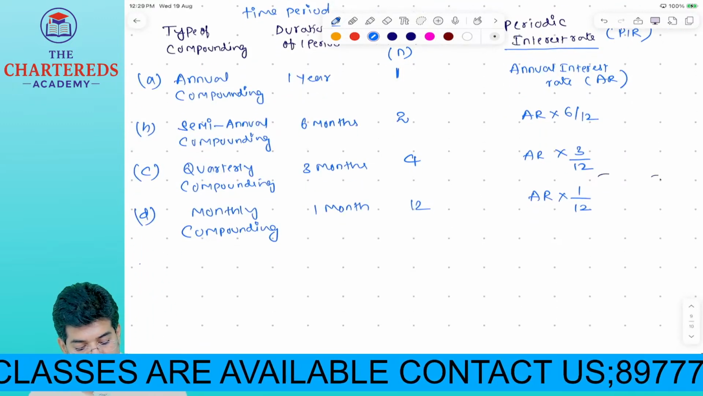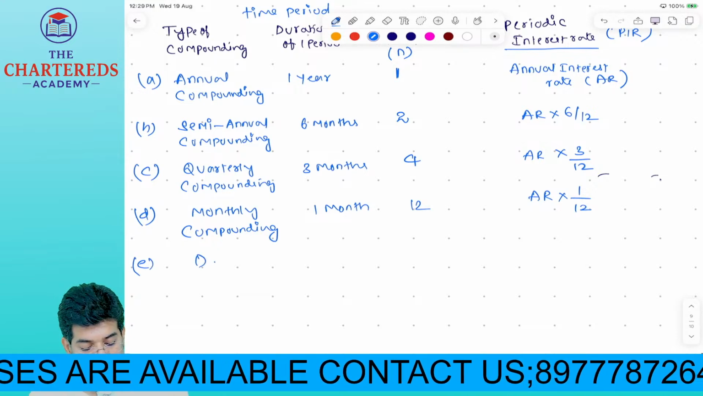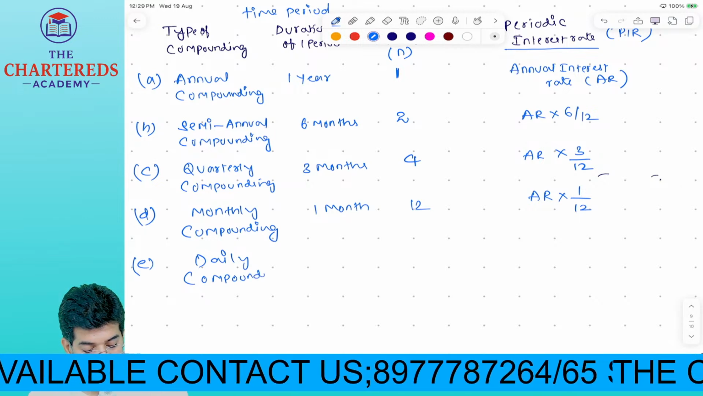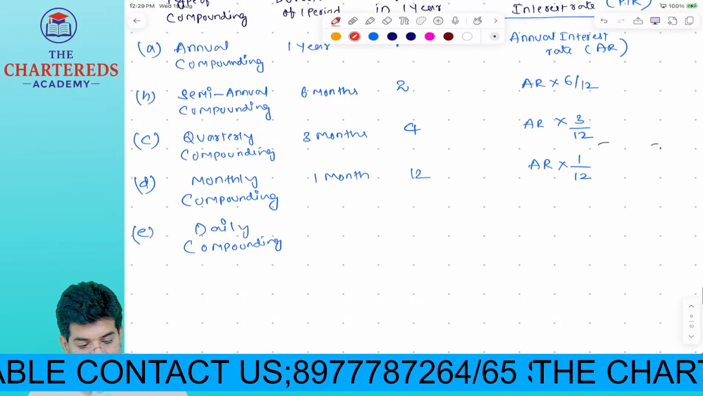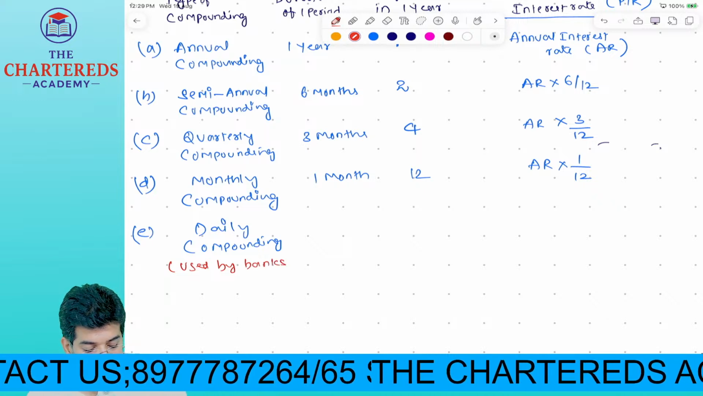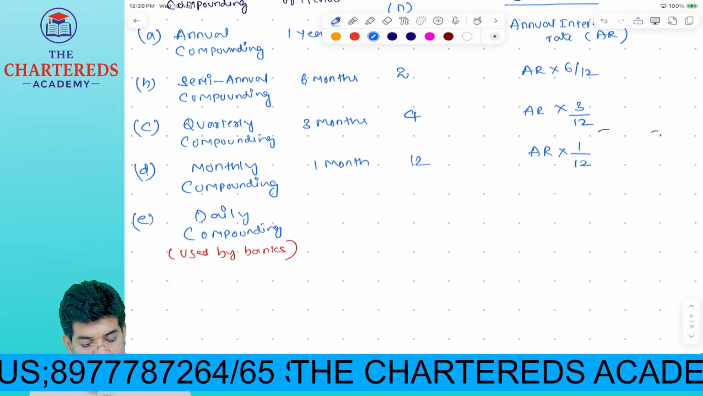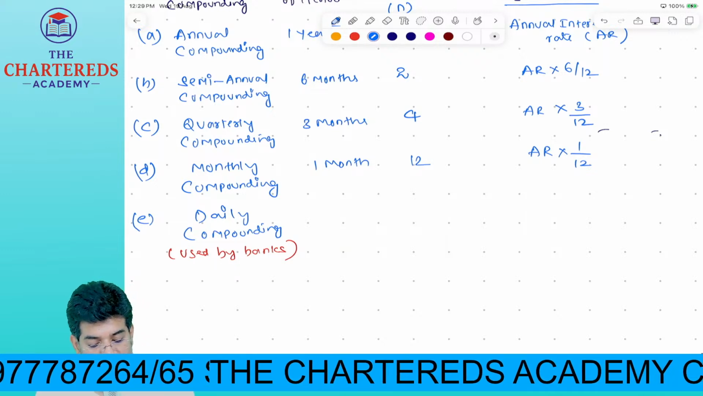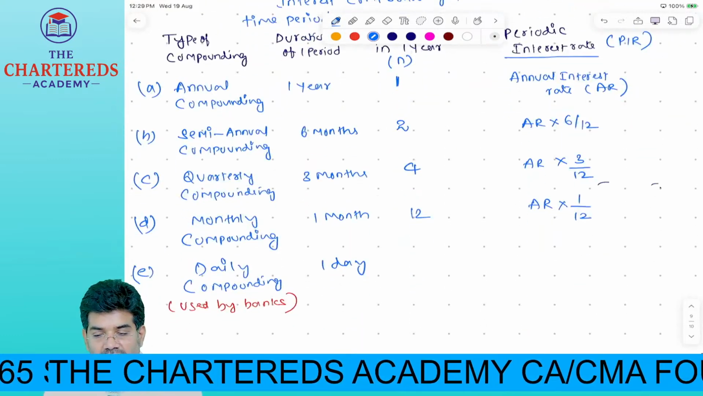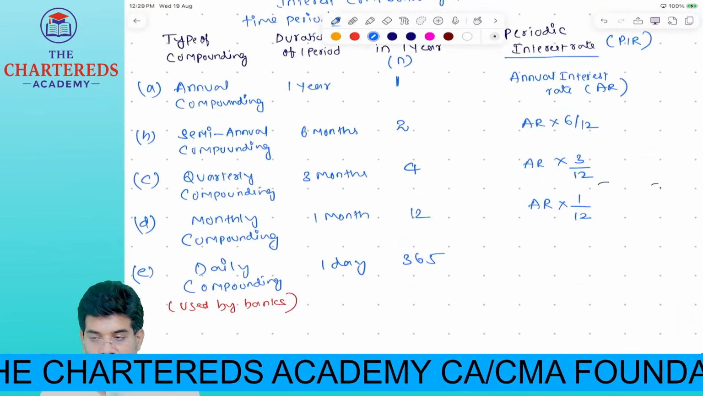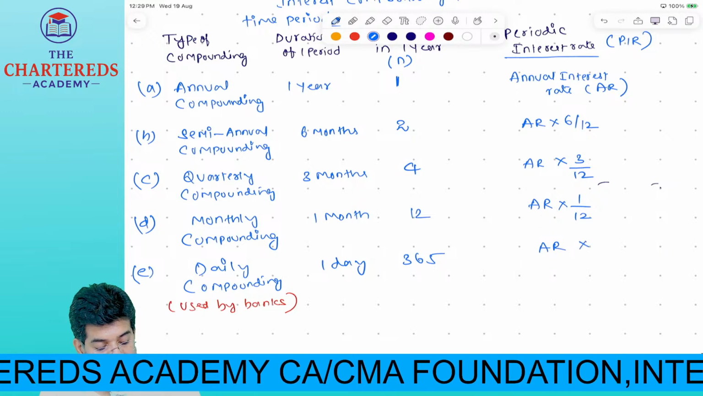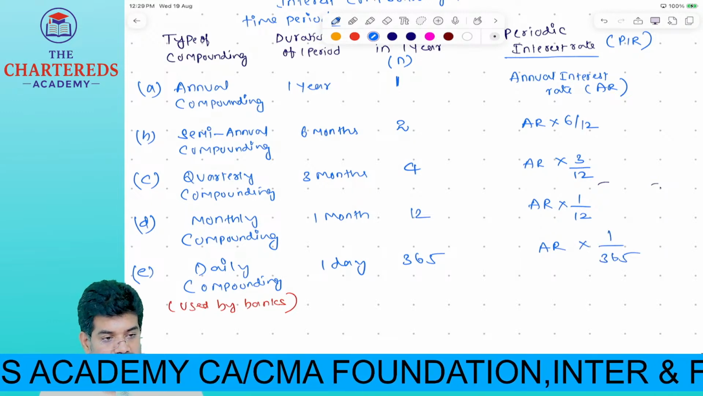Next, daily compounding, used by banks. What is the period of interest calculation? 1 day. So how many periods will you have in 1 year? 365 times you will calculate interest. Annual interest rate into 1 divided by 365.